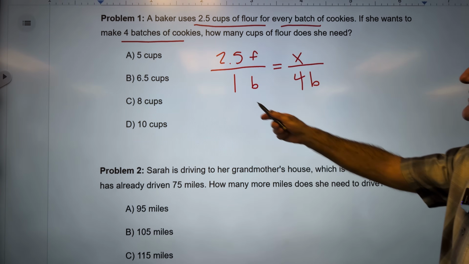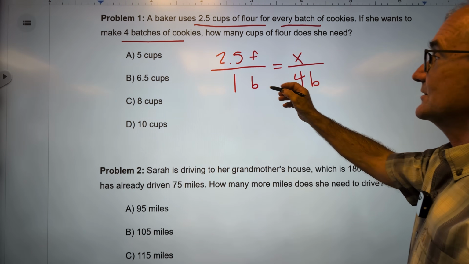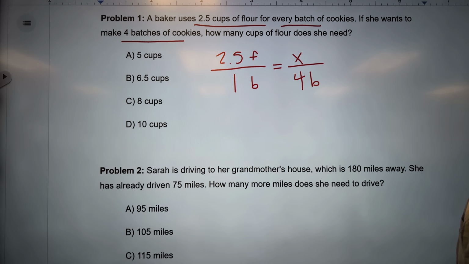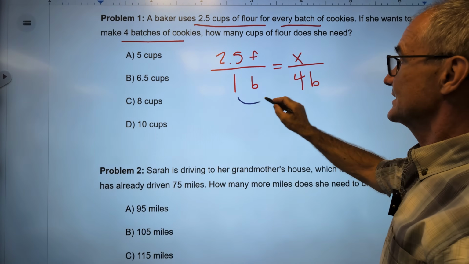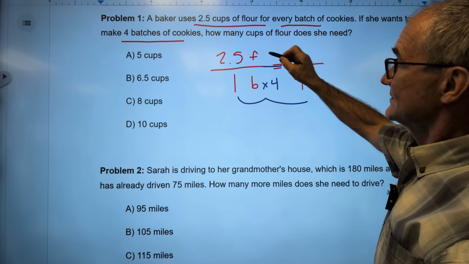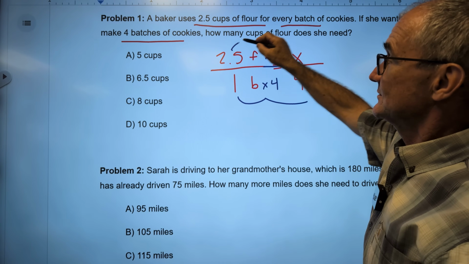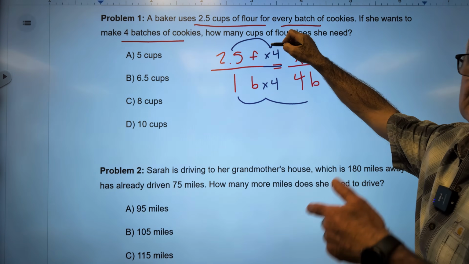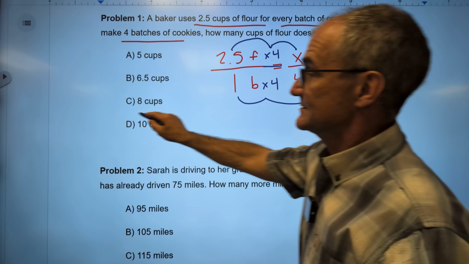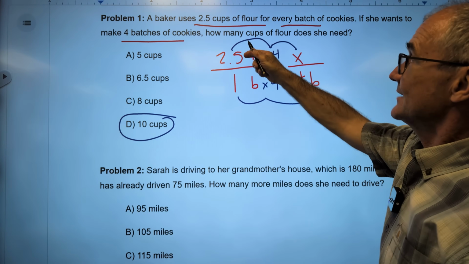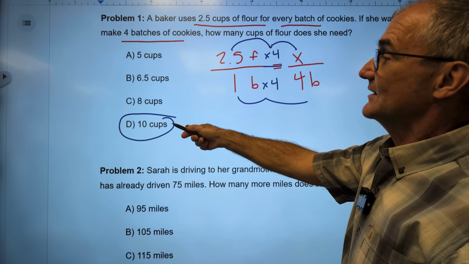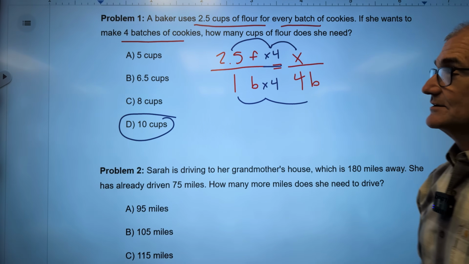Well, I can see right here on the bottom, I multiply by 4 to get here, so I have to multiply the top by 4 as well. How do I go from 1 to 4? I multiply by 4. If I do that here, I have to do it here as well. 2.5 times 4, I'm going to double it to get 5. Double it again to get 10. Correct answer is D. Let me double check that. How many cups of flour does she need? Well, she's going to need 10 cups of flour to make 4 times as many cookies.